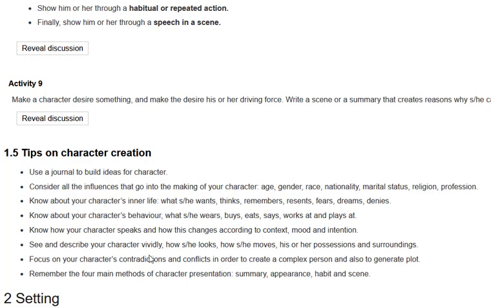Okay, see and describe your character vividly: how she looks and moves, and his or her surroundings.